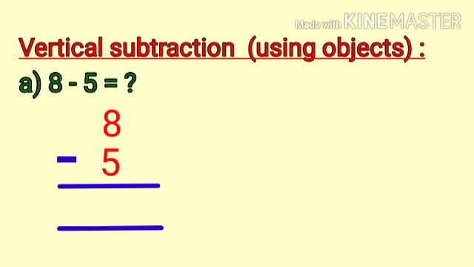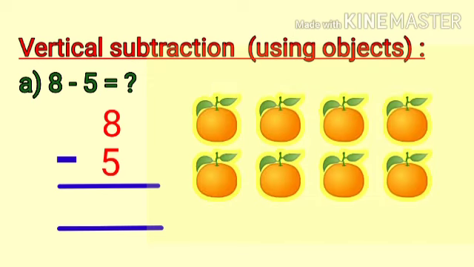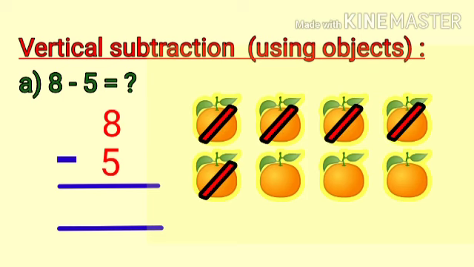Then we have to take objects. Here I am taking oranges to represent bigger number. Then how many oranges we have to take? 8, because the bigger number is 8. To subtract 5 from 8, now we have to cross out 5 oranges. Understood, children? To subtract 5 from 8, we should cross out 5 oranges from 8 oranges.